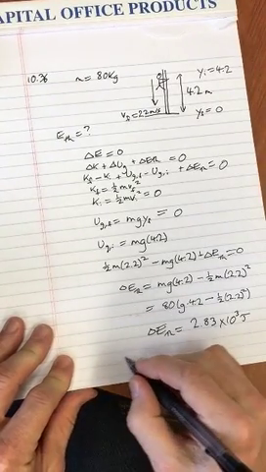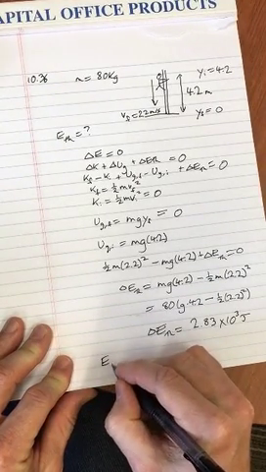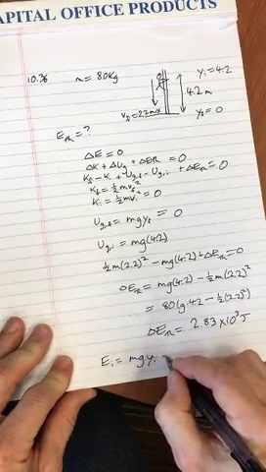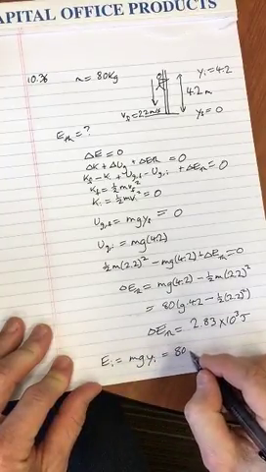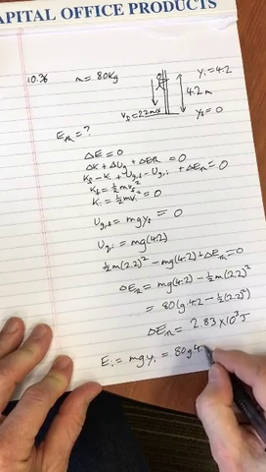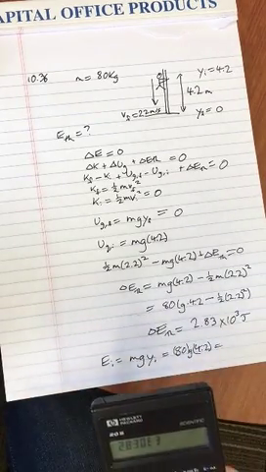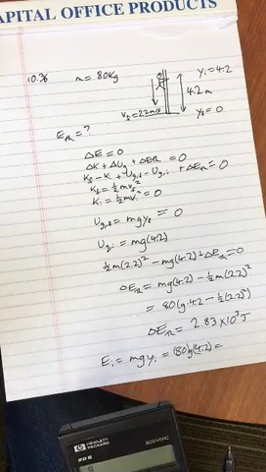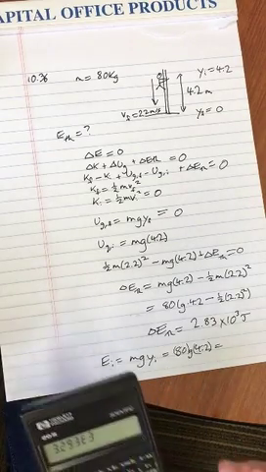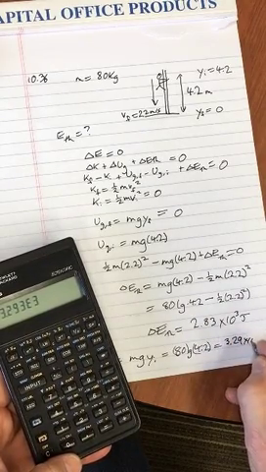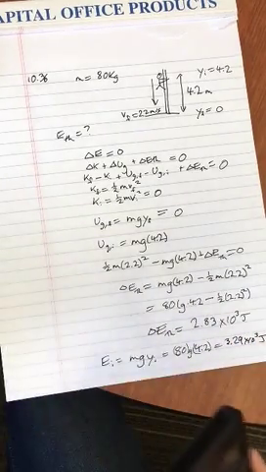Question doesn't ask for it, but we can compare that to the total initial energy, which is just mg yi, which is 80 times g times 4.2, and that equals 3.29 times 10 to the 3 joules.